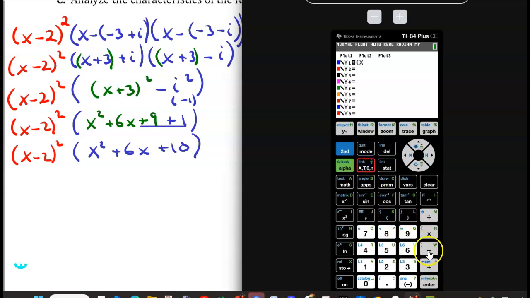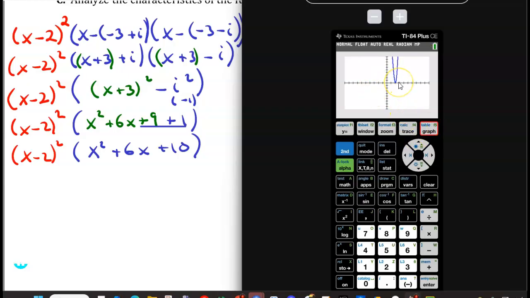So we have x minus 2 in parentheses to the second power, and then we have x to the second power plus 6x and plus 10. Right? Now, if you tried to put the earlier version of this with the i's in there, it does not work. So you have to have a complete polynomial version with no i's or complex numbers in here to be able to graph it. And then when we go to graph, you can see part of the graph.